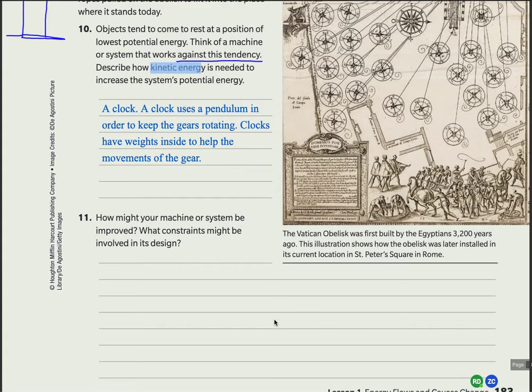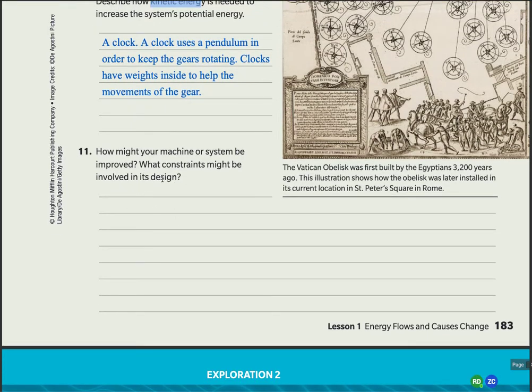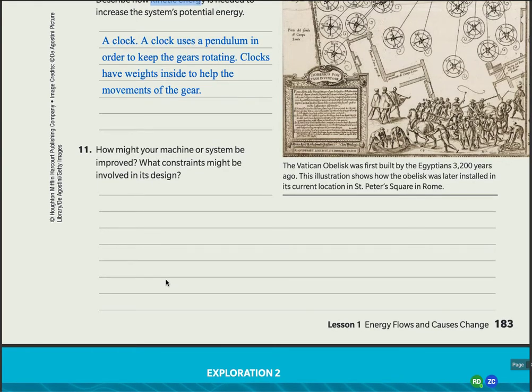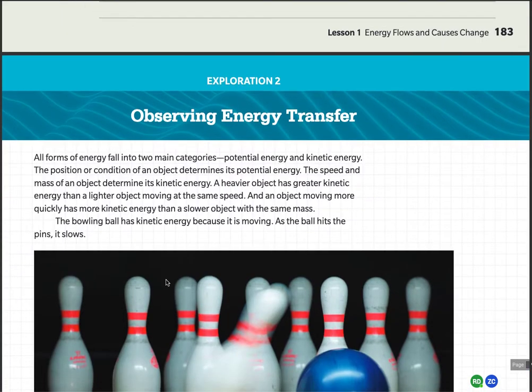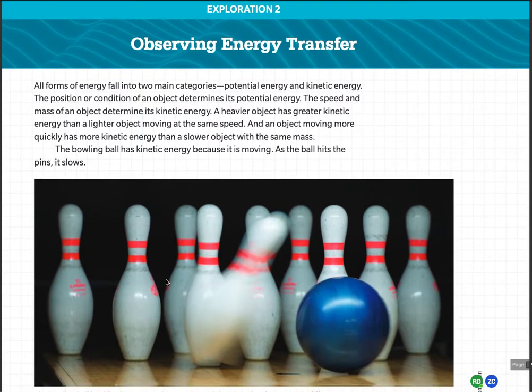And how might our machine or system be improved? There's lots of answers for this, so out of time I'll just explain instead of type. But if you had a big clock, the best way to make it go for a long time is make sure that the pendulum is perfectly balanced so it can swing back and forth with the least resistance, and that the gears and everything also have the least resistance. So you might want to use fewer gears, or lubricate them well, or just have it built really accurately.